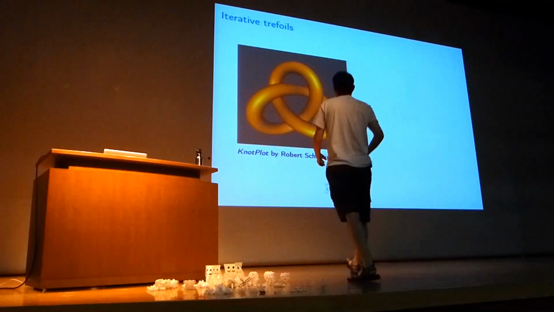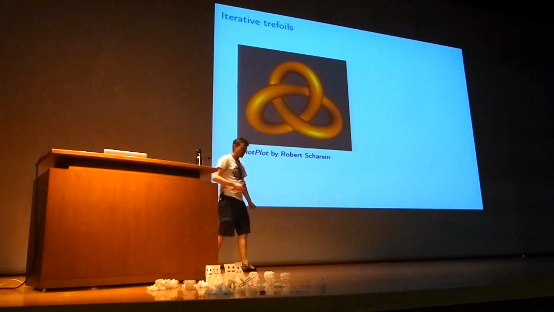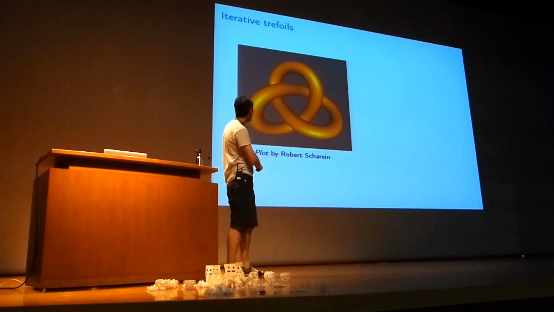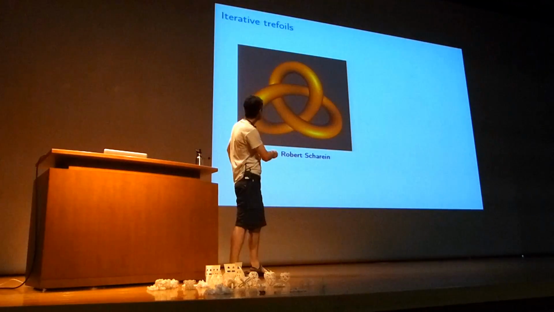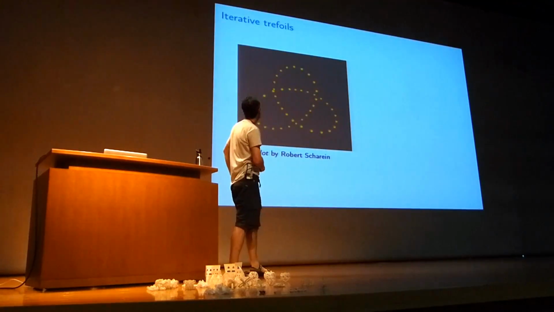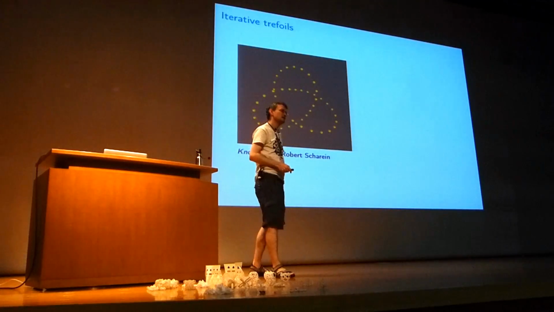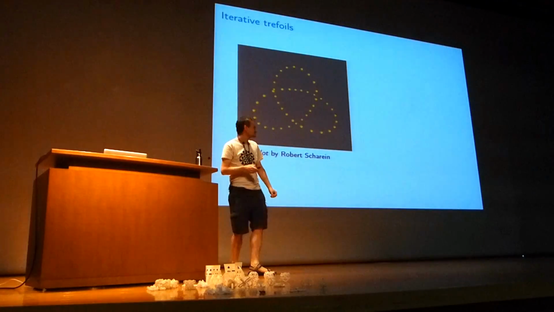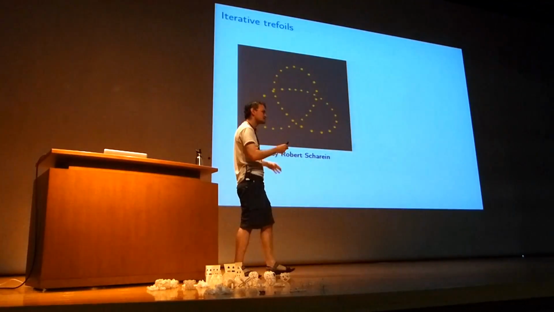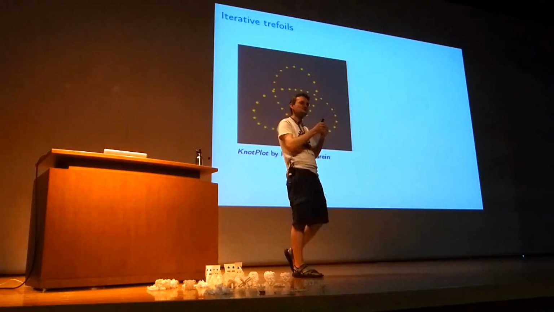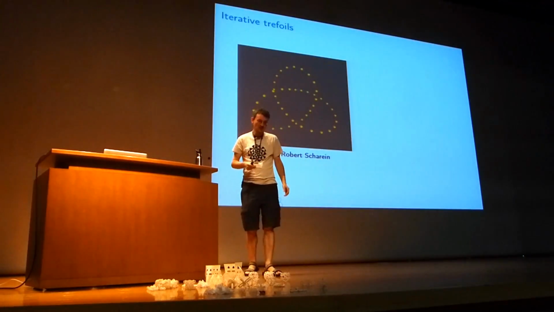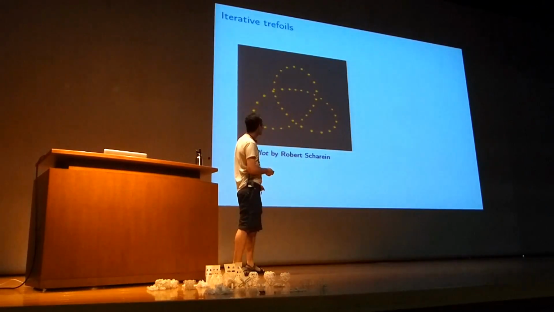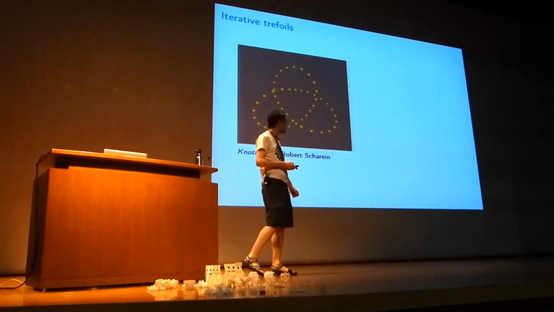Okay, so now what about iterative trefoils? What's another way of producing the geometry of a trefoil? This is from the program KnotPlot by Robert Scharein. The way this works: there are all of these little nodes which are connected by edges, and the edges must always be the same length as each other, but then you iteratively shape the thing, and the nodes try to get away from each other and minimize some energy, so they're trying to reduce how close they are to all of the other nodes that are not their neighbors.